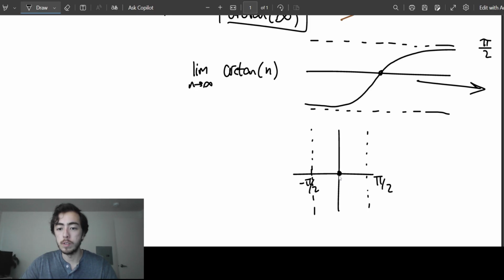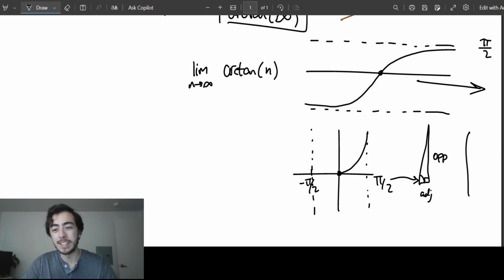This corresponds with an angle of 90 degrees. So it's like trying to think about a right triangle that looks like this and doing opposite over adjacent. Once this reference angle right here hits 90, we no longer really have a triangle anymore, but just a vertical line. And so this opposite side will be infinitely long, and this adjacent side will be infinitely short. And so it's like we're doing opposite over adjacent. And in limit world, this is infinity.